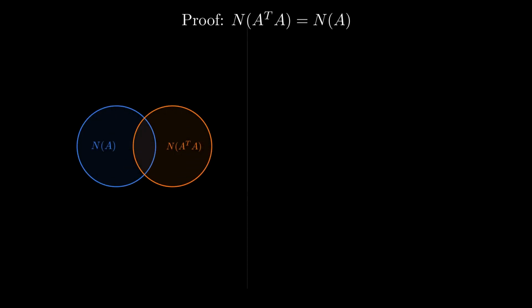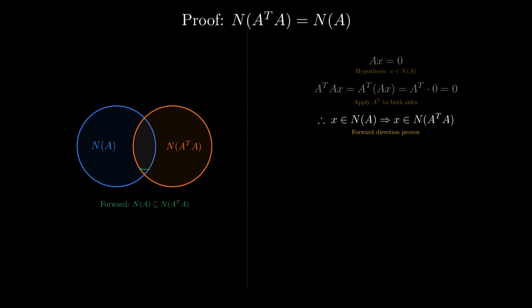The null space of A transpose A equals the null space of A. We prove this in two directions. Forward direction, suppose AX equals 0, meaning X is in the null space of A. Then A transpose AX equals A transpose times AX, which is A transpose times 0, which is 0. So X is also in the null space of A transpose A. This shows that the null space of A sits inside the null space of A transpose A.